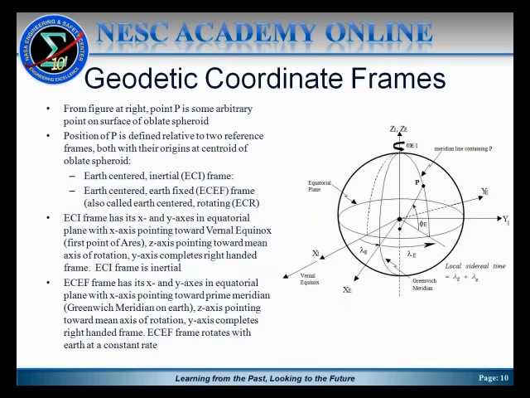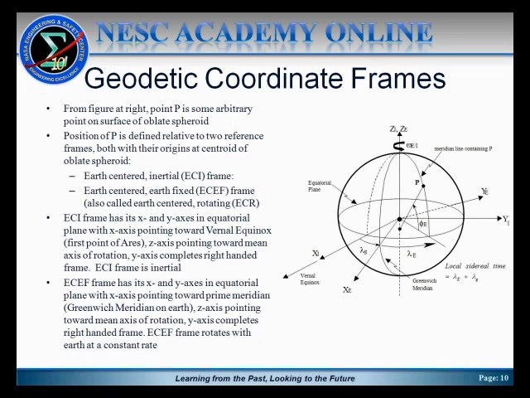The next couple of slides will show some graphical depictions of some of these coordinate frames that I just described. In this slide, the figure on the right depicts some coordinate frame axes as well as a point P that's located at some point on the surface of an oblate spheroid. It can be defined relative to two reference frames, as I described earlier, both of which have their origins at the centroid of the oblate spheroid.